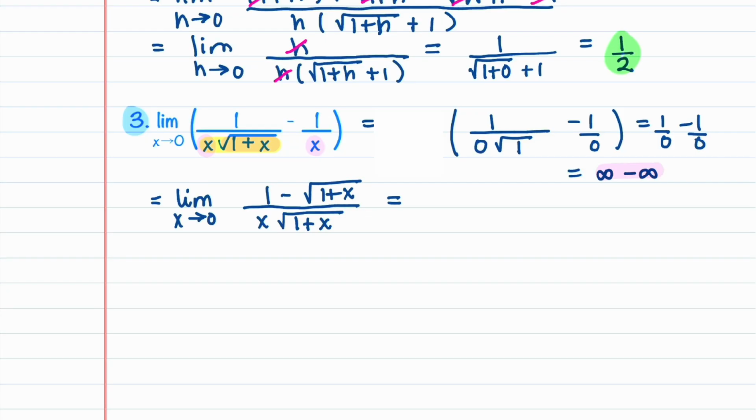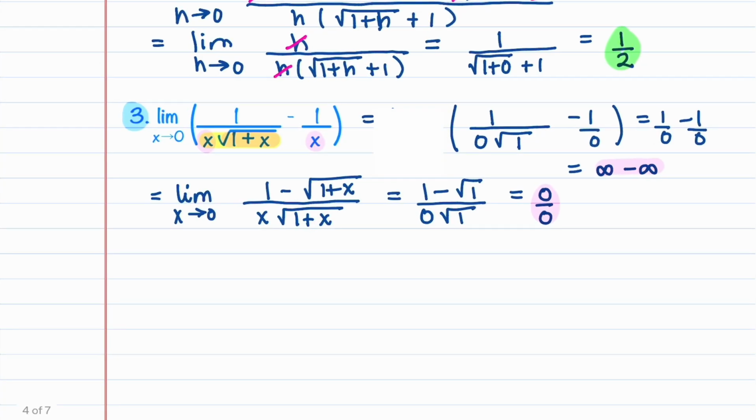Now let's go ahead and plug in x is equal to 0. So we have 1 minus the square root of 1 on the top, and we have 0 times the square root of 1 on the bottom, and that gives us 0 divided by 0, which is our indeterminate form that we looked at for our first and second examples.